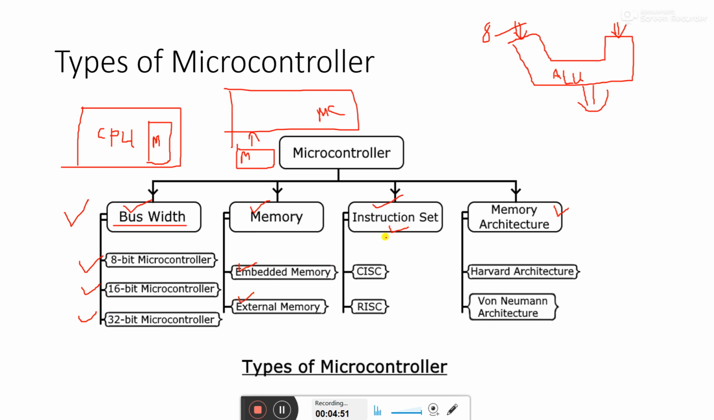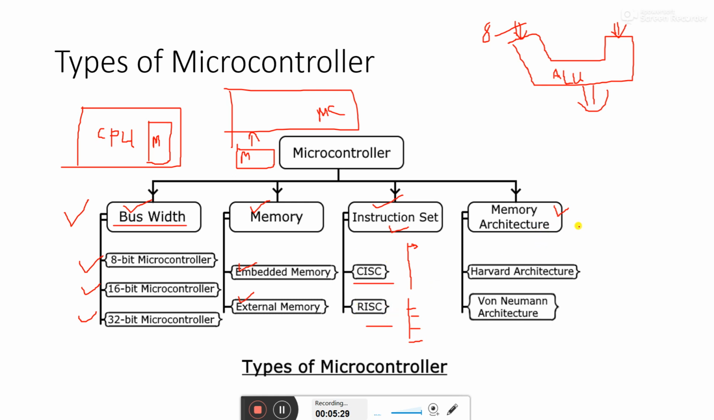Next is the instruction set. On the basis of the instruction set, there is CISC, complex instruction set computing, and RISC, reduced instruction set computing, right? So these are two types of instruction set. When we include each and every instruction for our computing system, it is complex instruction set computing. If we define only some very necessary instructions for my computing system, it is reduced instruction set computing. I will elaborate these two things in my next lecture.